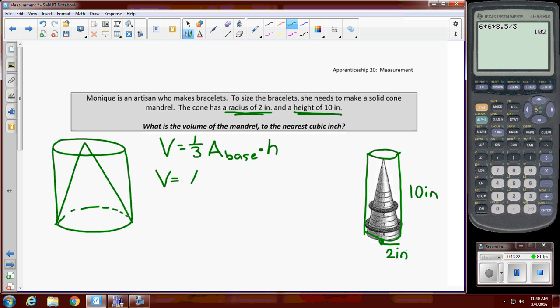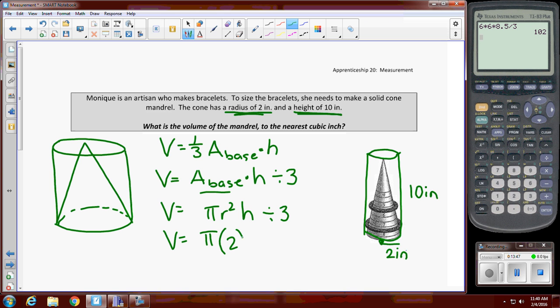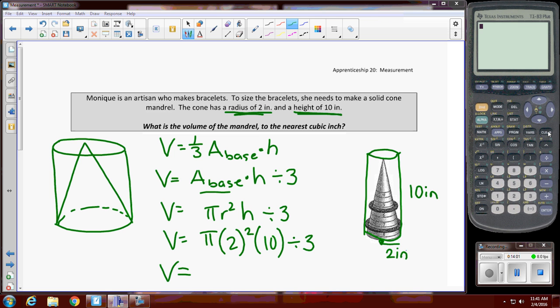And most people like to look at it this way. It makes a little bit more sense to them to say, if I find this and divide by 3, I have the cone. Now the base of a cylinder is a circle, so the area of the base is pi r squared times the height, and then we'll end up dividing by 3. Putting in our numbers, I have pi. The radius, they give it to us as 2 inches, times the height, which is 10 inches. So if I just left it like this, I have the cylinder, but we want that cone inside, so I divide by 3.